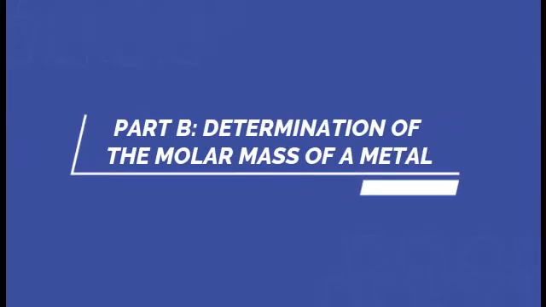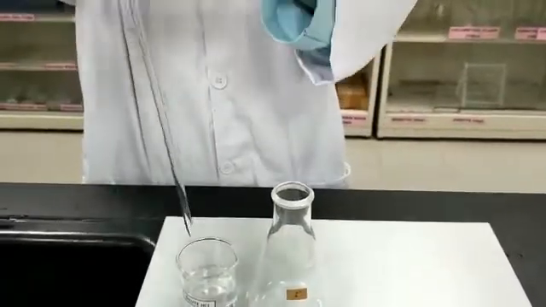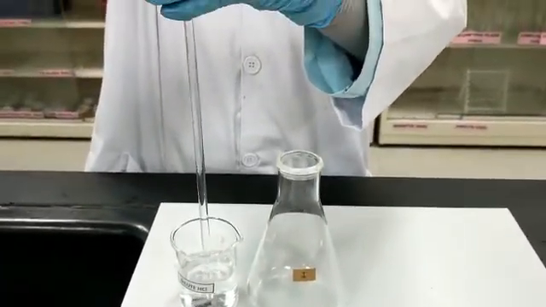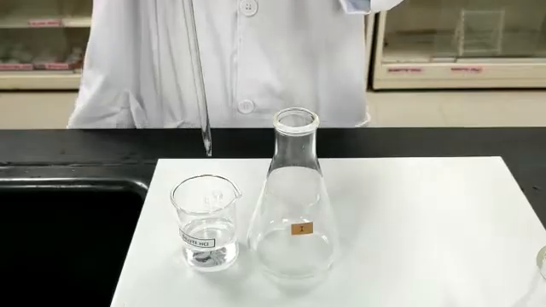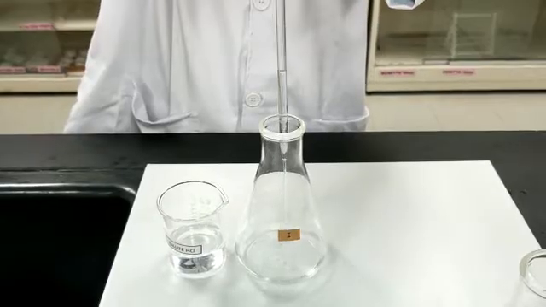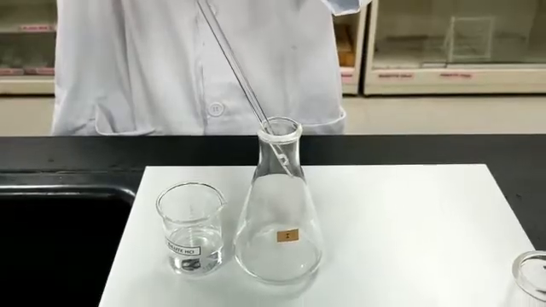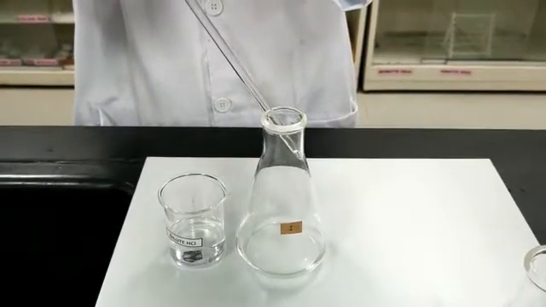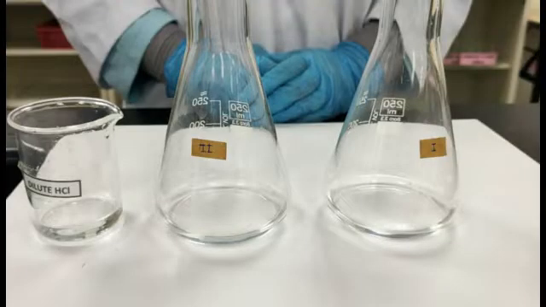Part B. Determination of the molar mass of a metal. Attach the pipette filler to the pipette and secure the connection. Pipette 25 ml of hydrochloric acid solution. Transfer into the conical flask. After transferring all the solution, touch the tip at the wall of the conical flask to remove the last drop of the solution. Repeat the step for the second conical flask.